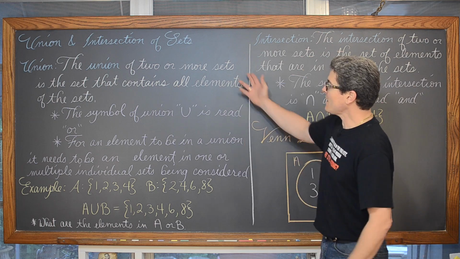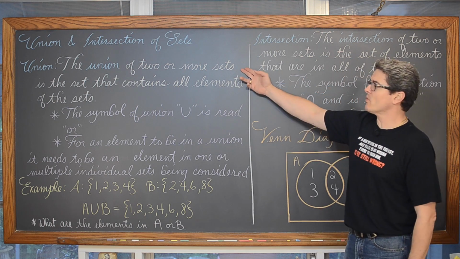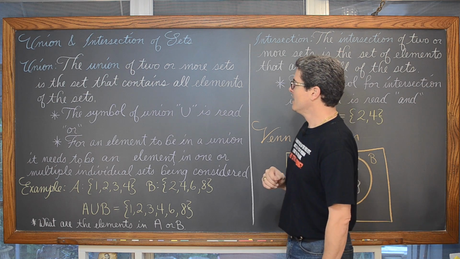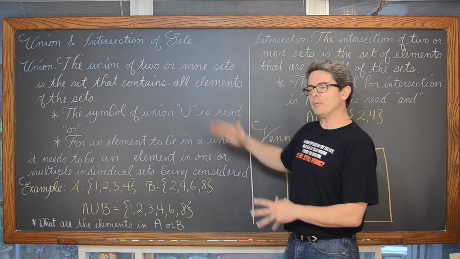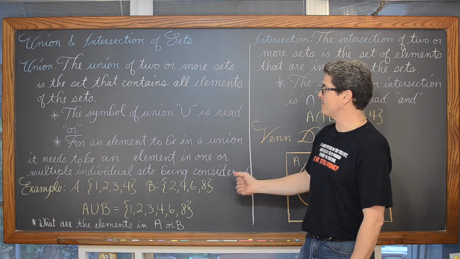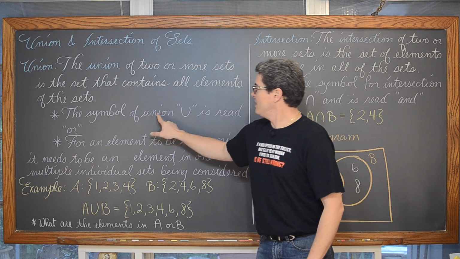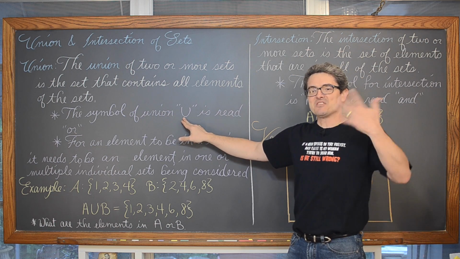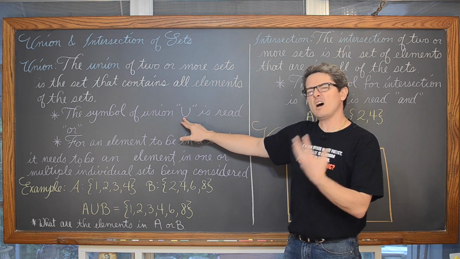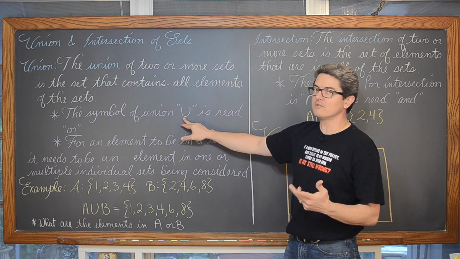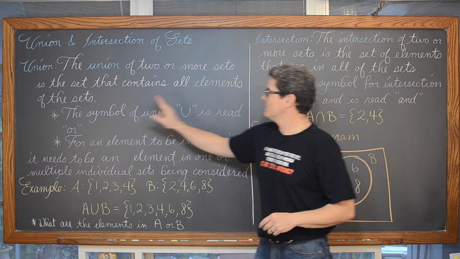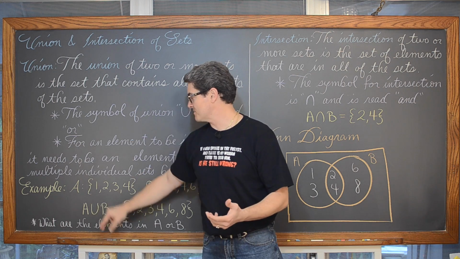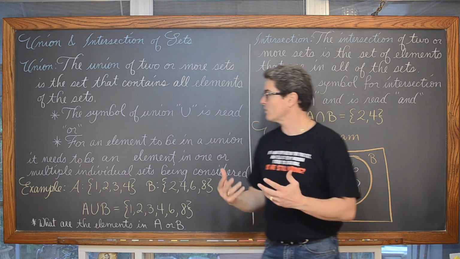The union of two or more sets is the set that contains all elements of that set. That sounds very mathy, but hopefully we clarify what that means as we go through our first example here on our board. The symbol of union, which just looks like a capital U, sort of like a cup that can hold all of the elements, is read "or." So this is "or" as you're looking at your problem. So A or B. Okay.